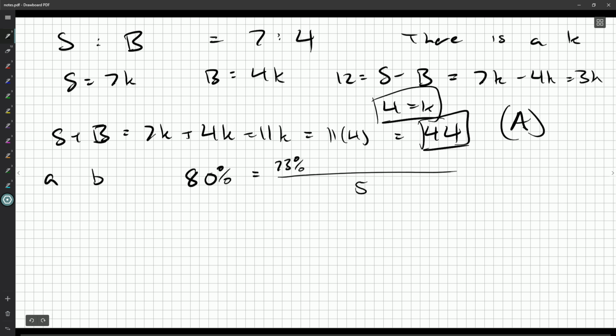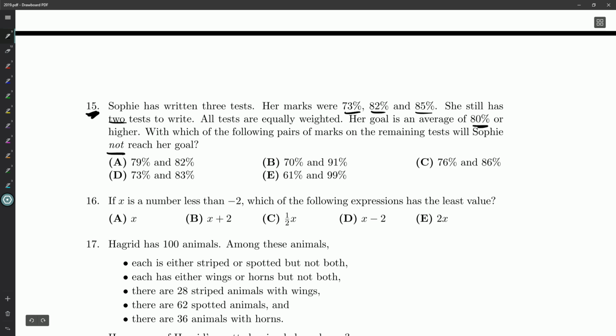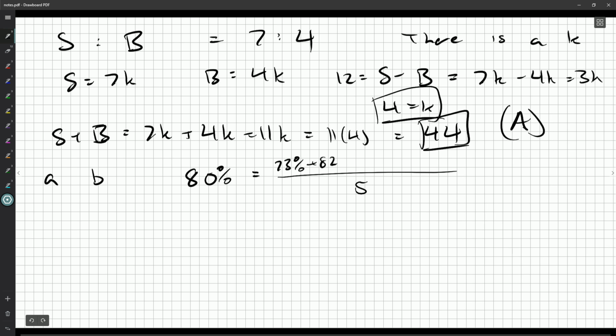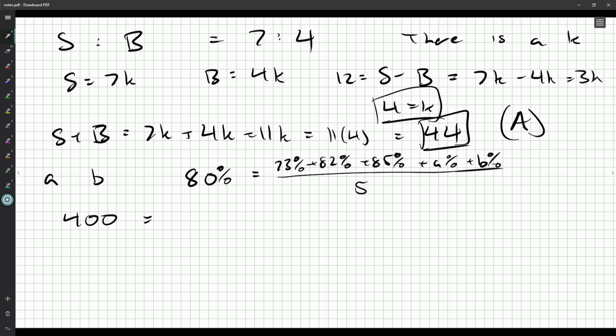Now, her scores were 73%, 82, and 85%. And then there's these 2 other tests, and I don't know what she's going to get on the first or the second, but I would still need to add them to the total and average. Now, if we multiply by 5 on both sides, I'm also going to drop the percentages. It's basically like a unit, so we can ignore it. So 400 is, and then, okay, 73 and 82 adds up to 155. Plus another 85 would be 240. And then there's these other 2 tests, A and B.